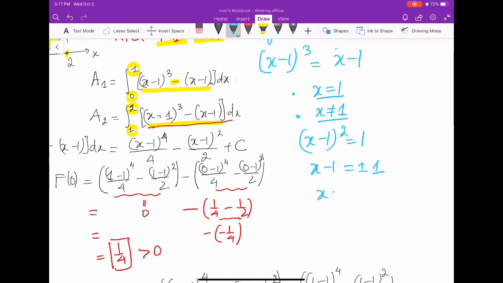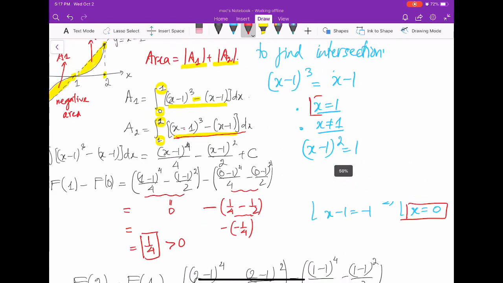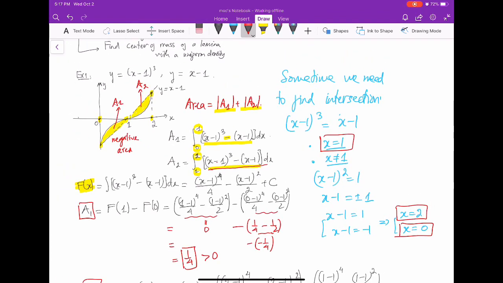So from here you get x minus 1 equal to 1, or x minus 1 equal to negative 1. So from here you get x equal to 2 or x equal to 0. So in that situation you already have 3 intersections, you see? So basically, when you see some problem like that, you have to be very careful. If they don't give you any interval, you need to find it.